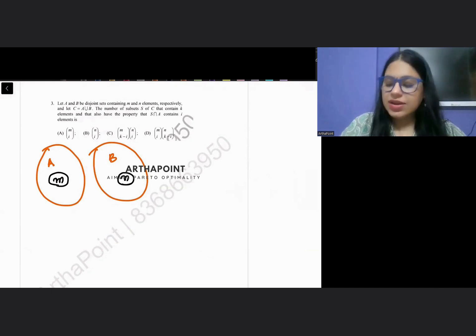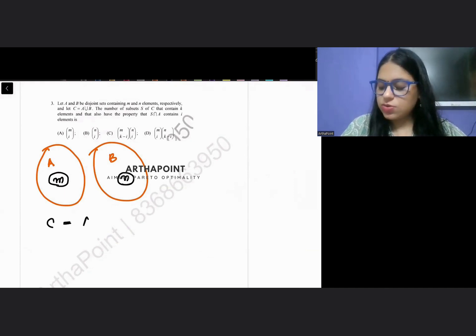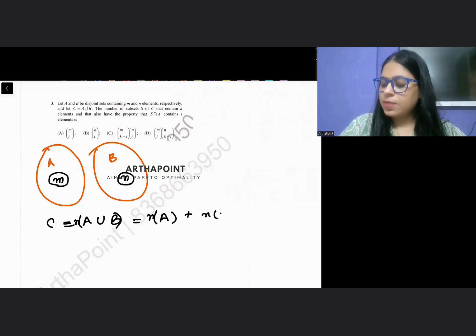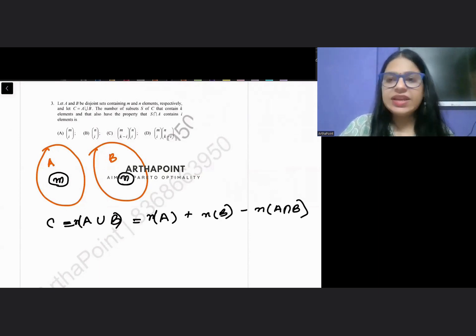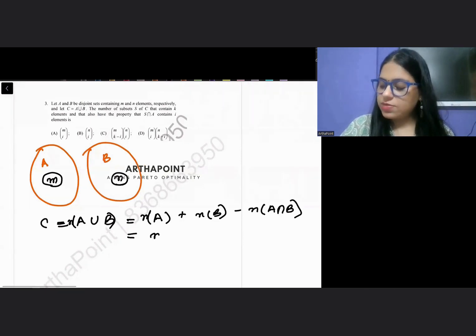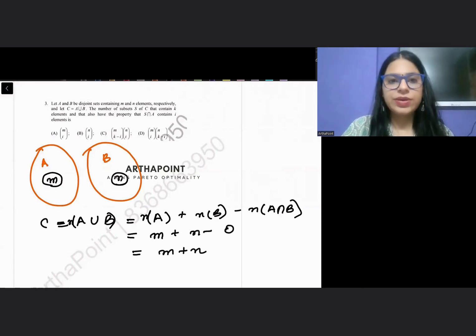Okay. Let's see. So you're given C is equal to A union B. So the number of elements in A union B will be the number of elements in A plus B minus A intersection B. But A intersection B is 0 in this case, right? So it is going to be the number of elements in A plus B minus 0. So M plus N.